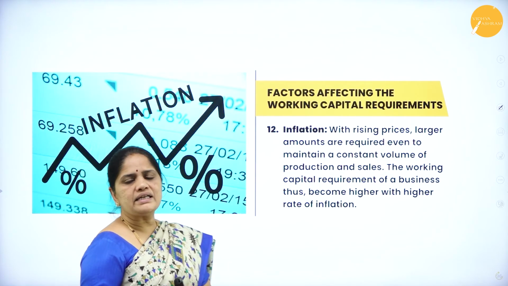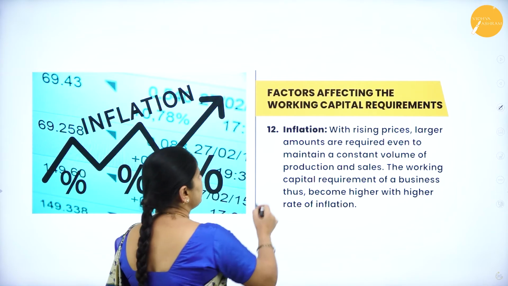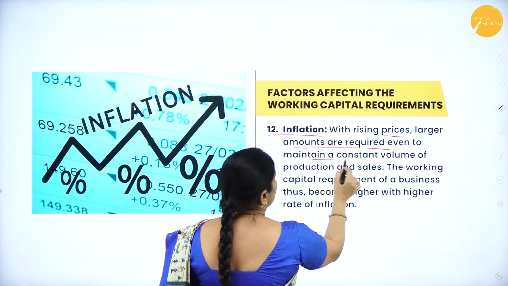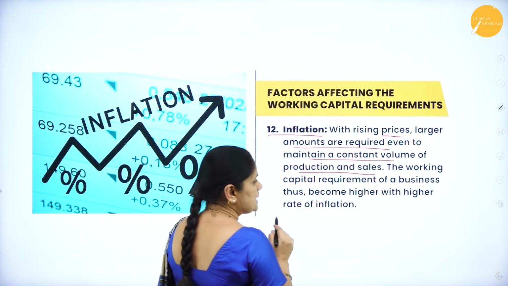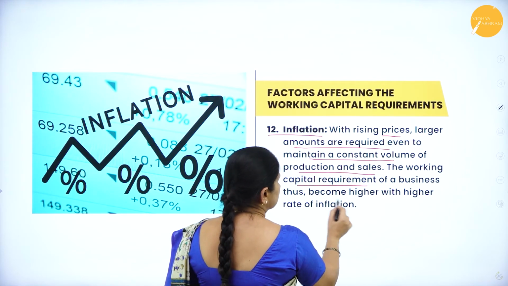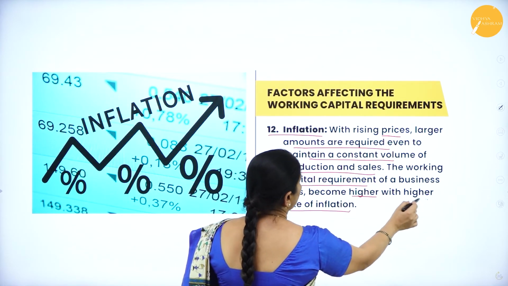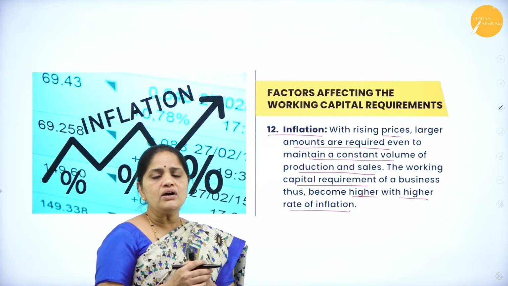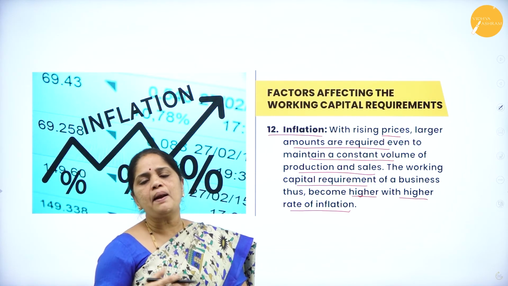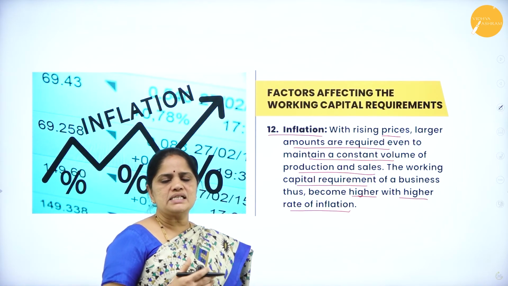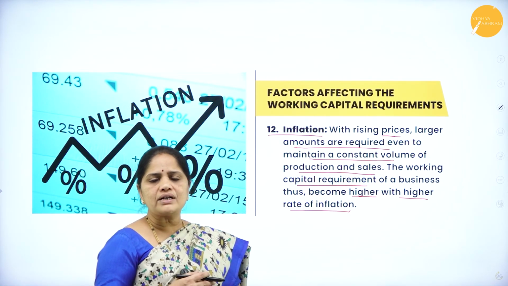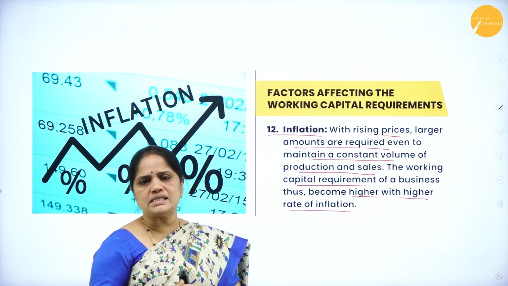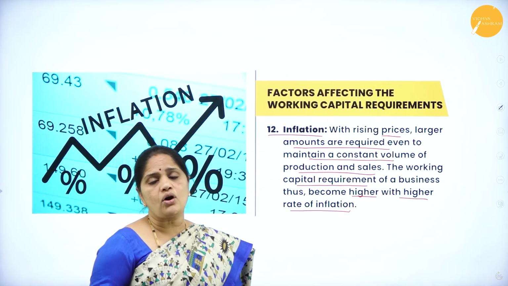Then, the last factor affecting the working capital required is inflation. With rising prices, larger amounts are required even to maintain a constant volume of production and sales. The working capital requirement of a business becomes higher with a higher rate of inflation. Now, we should understand the meaning of the word inflation. Inflation is nothing but the rise in prices of goods. Now, whenever there is a rise in the price of goods, it will affect all the aspects of the business organization. So, whenever there is a rise in prices, it may affect the prices of our raw materials also.